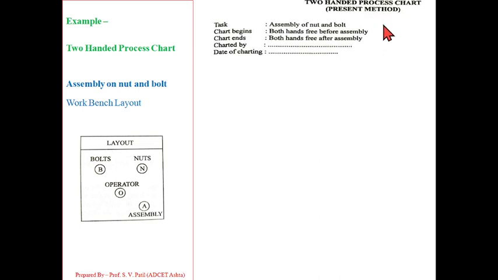Initially, we are supposed to prepare the heading part of the chart. At the start, we mention which kind of chart this is. This is the two-hand process chart, and this is for the present method. Then the task for which the chart is prepared: the assembly of nut and bolt. The chart begins with both hands free before assembly, and ends with both hands free after assembly. Then the name of the person who has prepared this chart and the date of charting. This heading part we are supposed to prepare at the start.